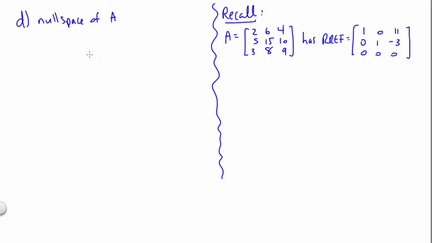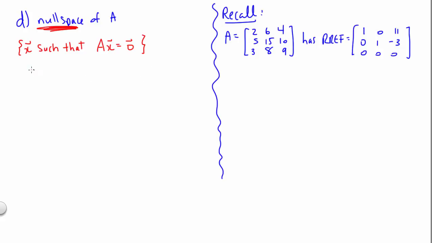For the last part, we're going to find a basis for the null space of A, and I've just recopied some information from the previous screen. Remember that we've got the RREF of our original matrix. Well, first of all, let's remember the definition of the null space. It's the set of solutions to the system Ax equals 0. So if we write this a little bit more formally, it would be the set of vectors x such that Ax equals 0.